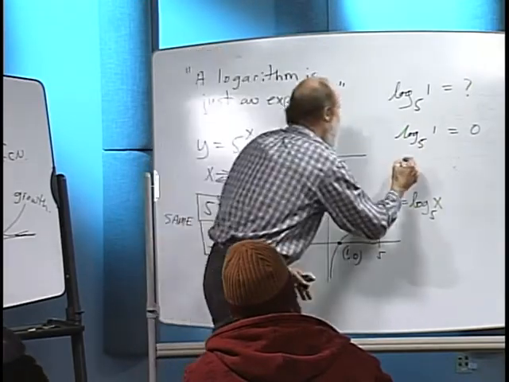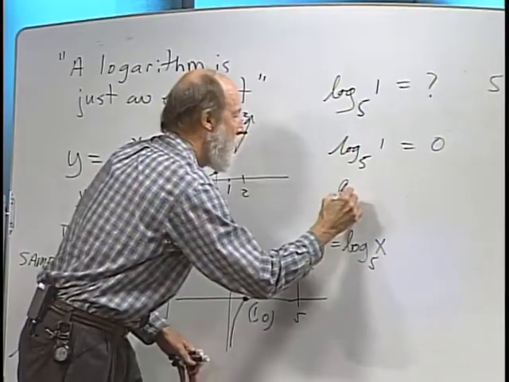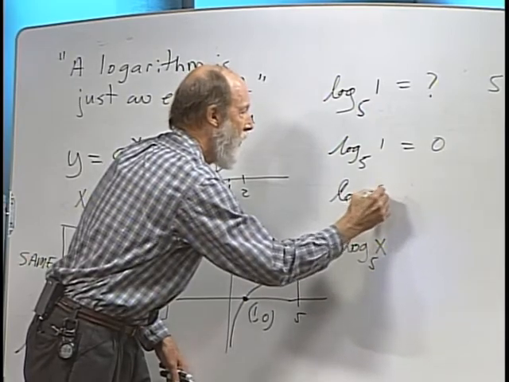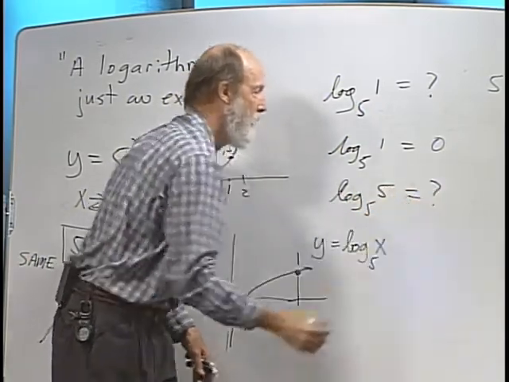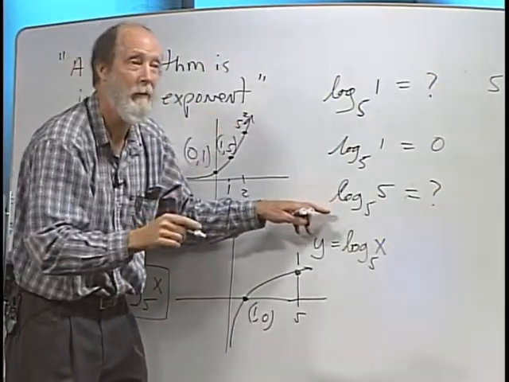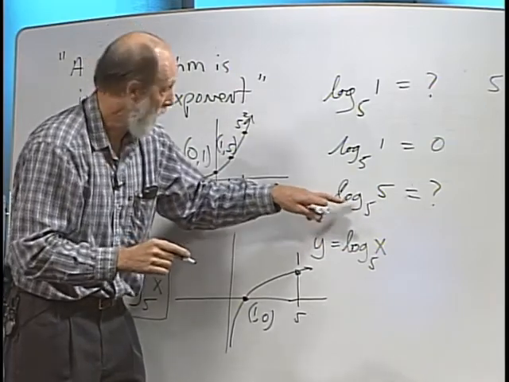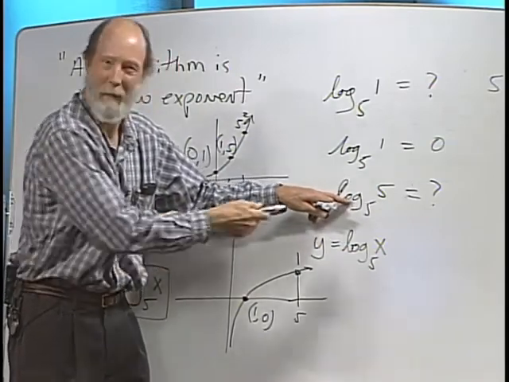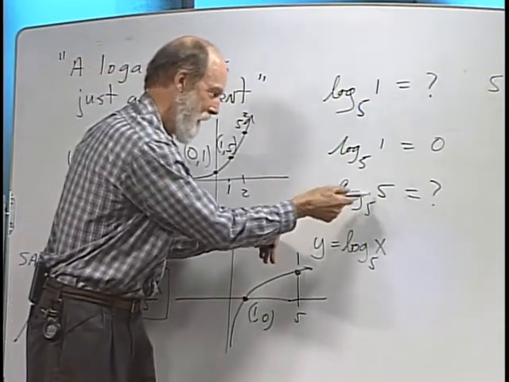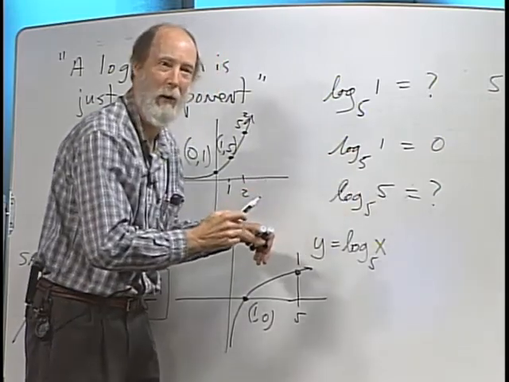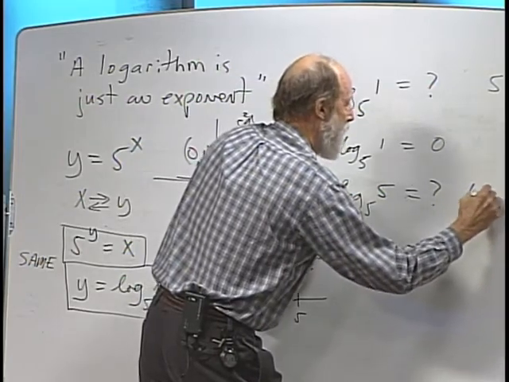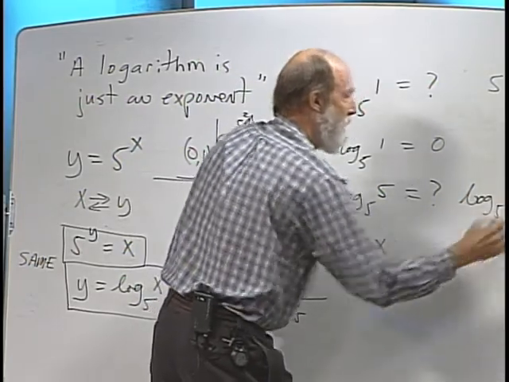Here's another question. Log base 5 of 5 equals what? Here's what I want you to think of mentally. What do you think the answer is, Max? 1. 1. Okay, in other words, what's the exponent? I'm trying to get you in the habit. When you see the word logarithm, think exponent. What's the exponent of 5 that gives you 5? As Max said, it's 1. Okay? The answer here, log base 5 of 5 is 1.